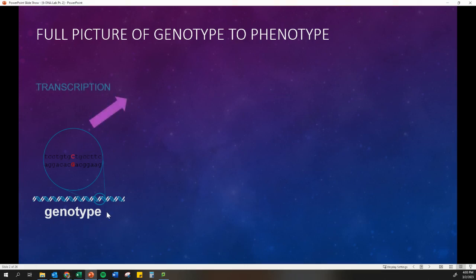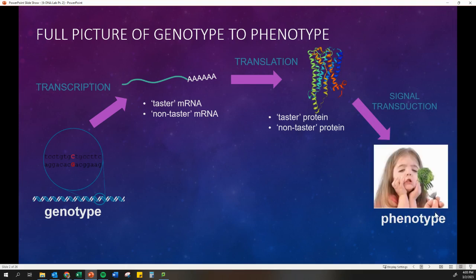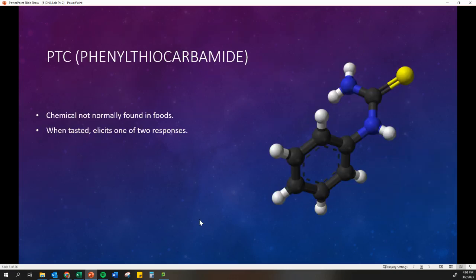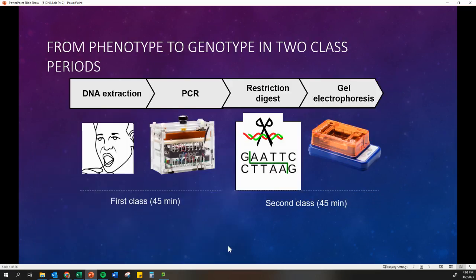We have a genotype, and remember, just in the cell, we go through transcription, make that mRNA, and go through translation to make a protein. And that protein could be functional, like for a taster, or a non-taster where it's non-functional. Okay, and then that results in a phenotype of being able to taste or not taste that PTC chemical. So you either taste it and it tastes kind of gross, or you don't really taste it.